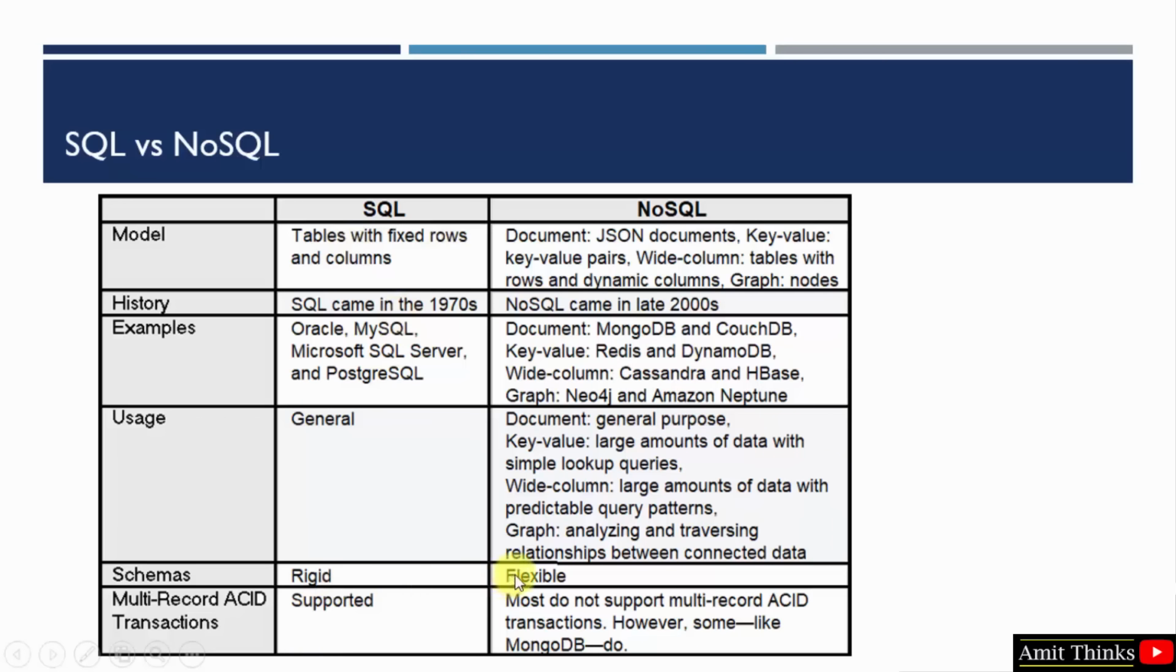Schemas: SQL is rigid and NoSQL is flexible. NoSQL is a flexible database, you can say. You can store the data in all these different forms: document, key value, graph. Multi-record ACID transactions are supported by SQL. NoSQL generally doesn't support it, but MongoDB will still support it. ACID is basically an acronym for atomicity, consistency, isolation, and durability. These are basically database operations, and this is known as ACID properties, or you can say ACID transactions.